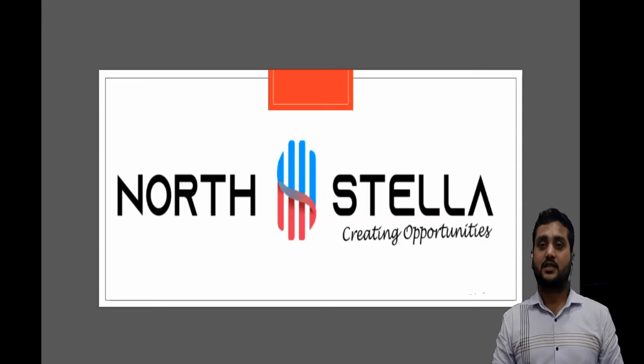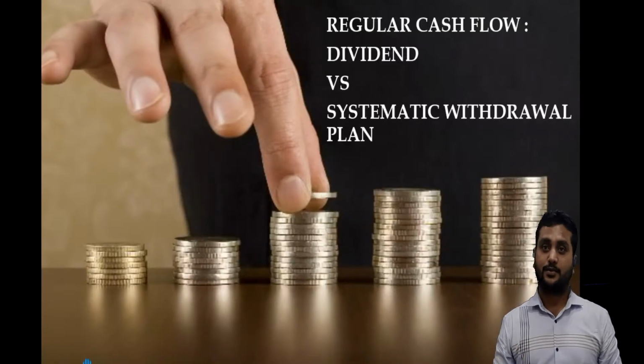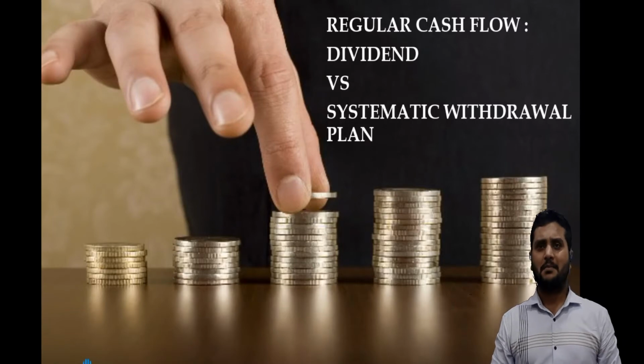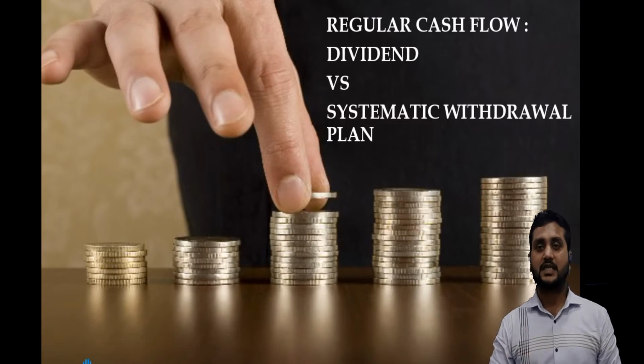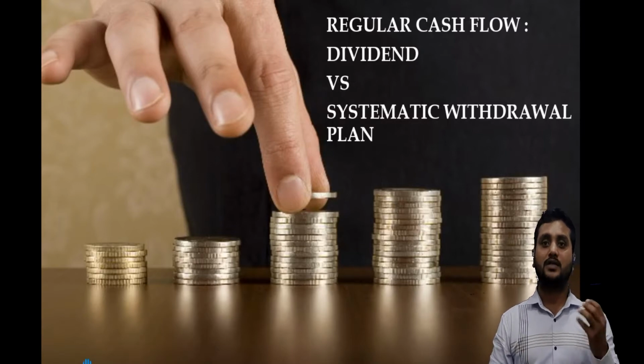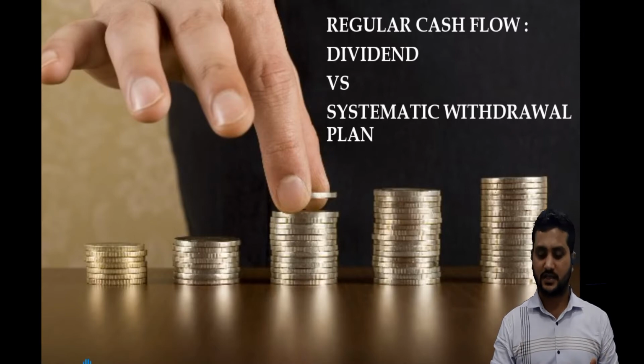Today we are here to discuss regular cash flow. What is a better option? Dividend option or a systematic withdrawal plan? Many of us are aware of the dividend option, but very few know about the systematic withdrawal plan. So let us understand with the help of an example what is a better option. Is it dividend or is it a systematic withdrawal plan, also known as SWP?